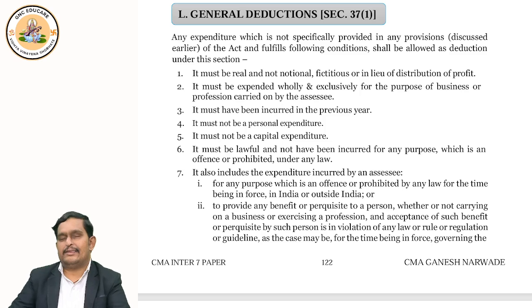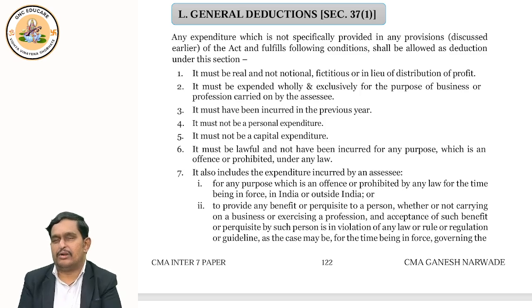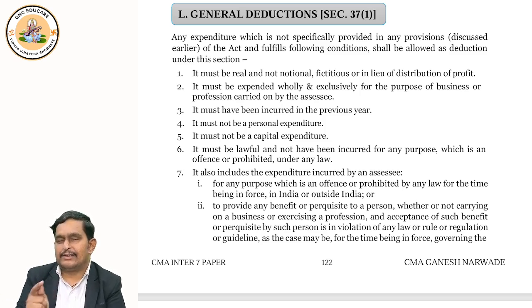Now, when I am talking about section 37, I said that the first thing is the expenditure relating to business. Is it not covered under section 30 to 36? Is it not a personal expenditure, not a capital expenditure? Is it incurred in the previous year? Is it lawful? If the answer is yes, then definitely any expenditure can be allowed as deduction.